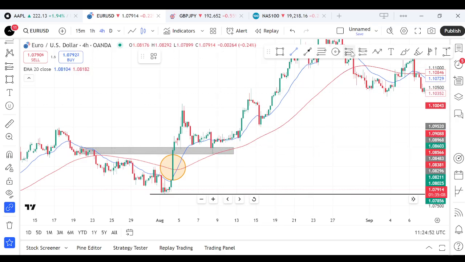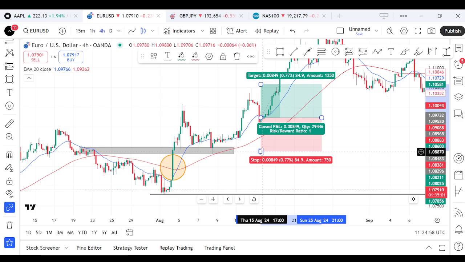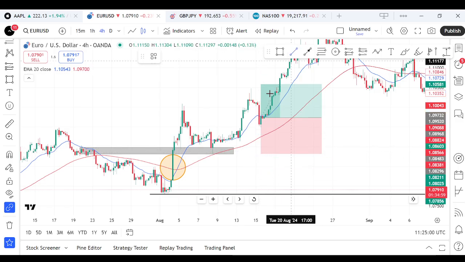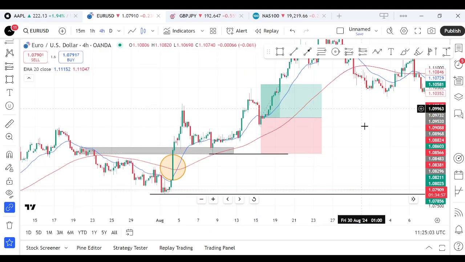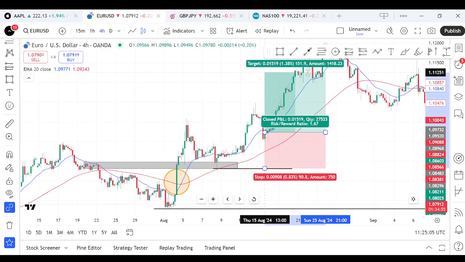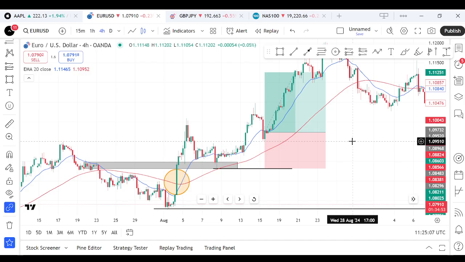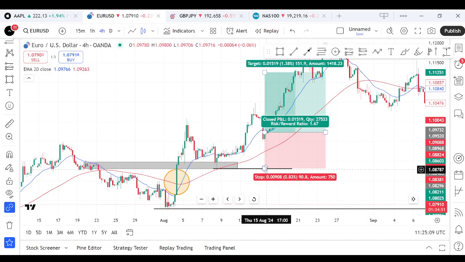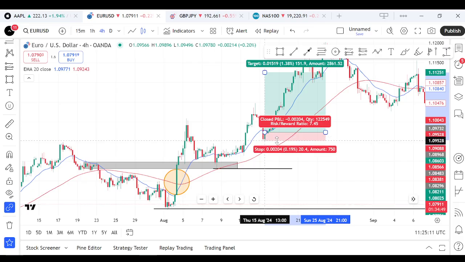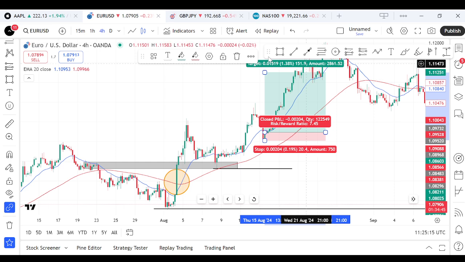If you were to enter a buy trade from this retracement back into this dynamic support, just place a buy with your stop loss being below this swing low right here. Take profits all the way, and that's how you can manage your trades instead of putting up tight stop losses, because you may get stopped out if the market decides to move against you.